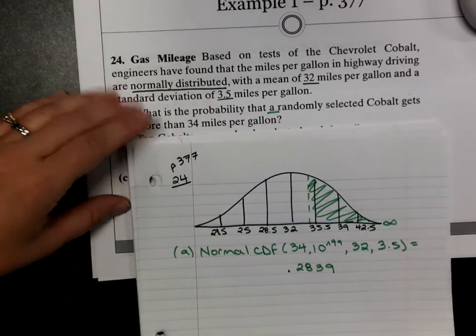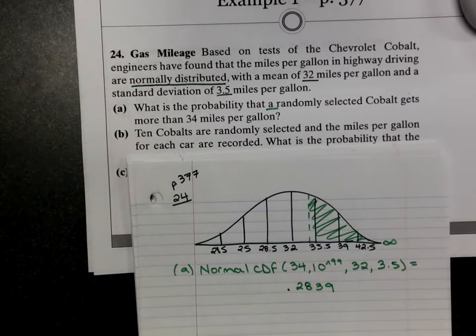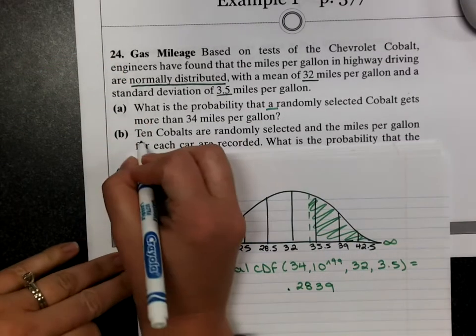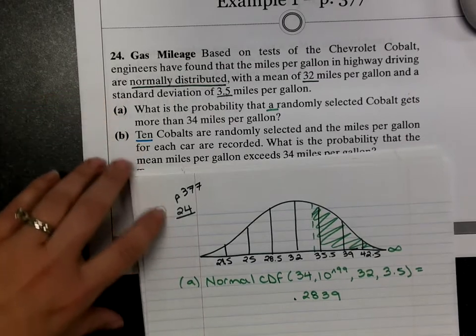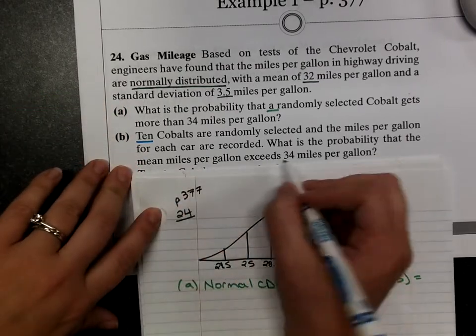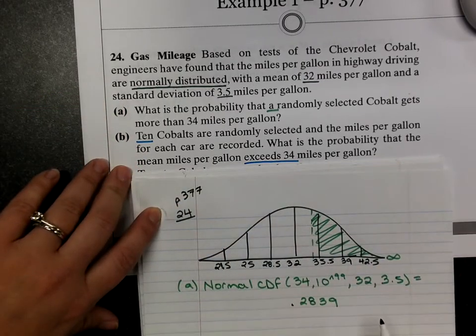Now question B is a little different. Question B says 10 Cobalts are randomly selected and the miles per gallon are recorded. What is the probability that the average of all 10 exceeds 34 miles per gallon?